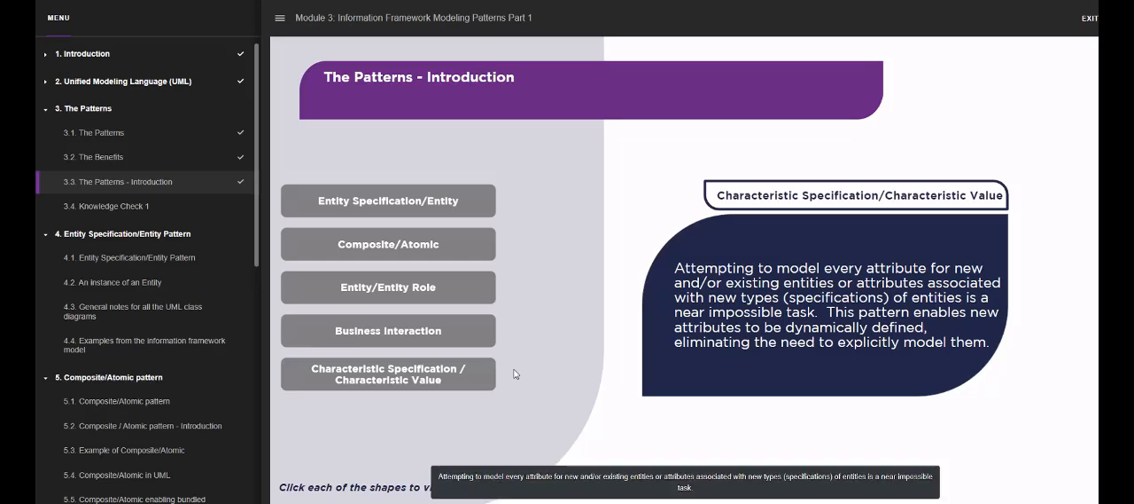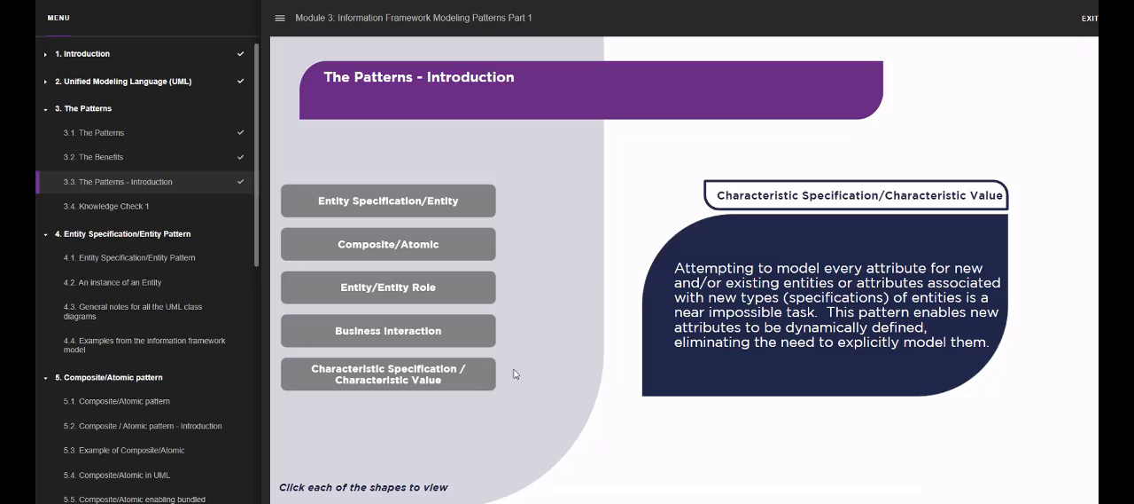Attempting to model every attribute for new and/or existing entities, or attributes associated with new types or specifications of entities, is a near impossible task. This pattern enables new attributes to be dynamically defined, eliminating the need to explicitly model them.